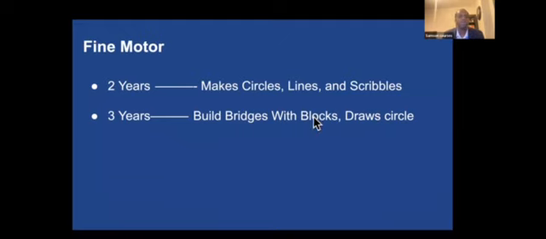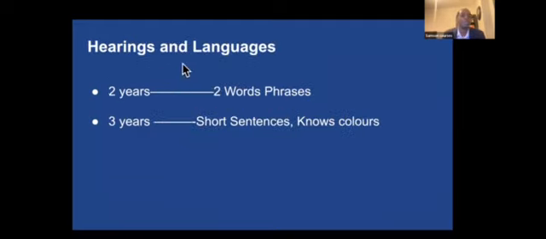Okay. Good. What else? Hearing and language. What can they do at 2 years? They should be able to use 2 word phrases. And at 3 years, they should be able to make some short sentences. They should know colors at the age of 3 years. So roughly have some idea what they can do at this age.